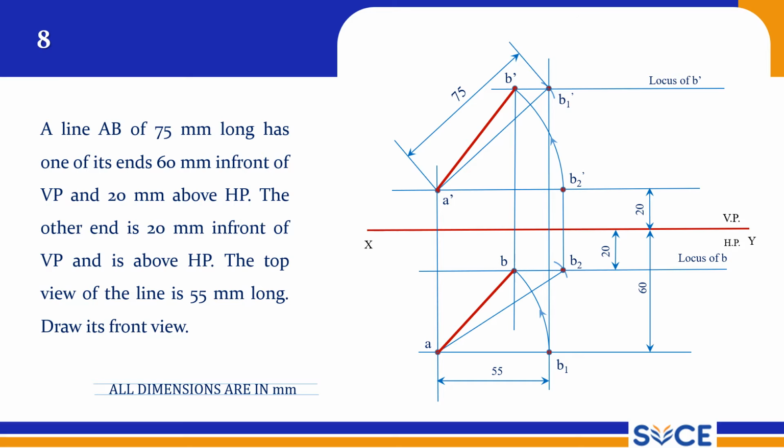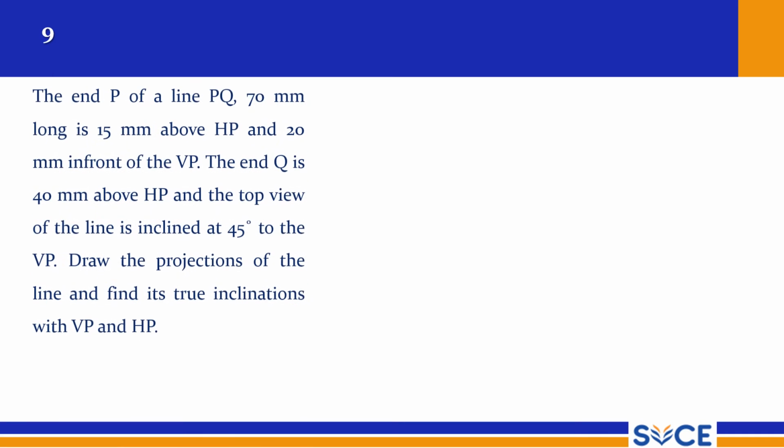So this is again a simple problem to solve, and the unknown distance is only the locus of B. Point B is not known, but from the top view we can easily find it. That is the only trick in this problem. And next is the ninth problem.